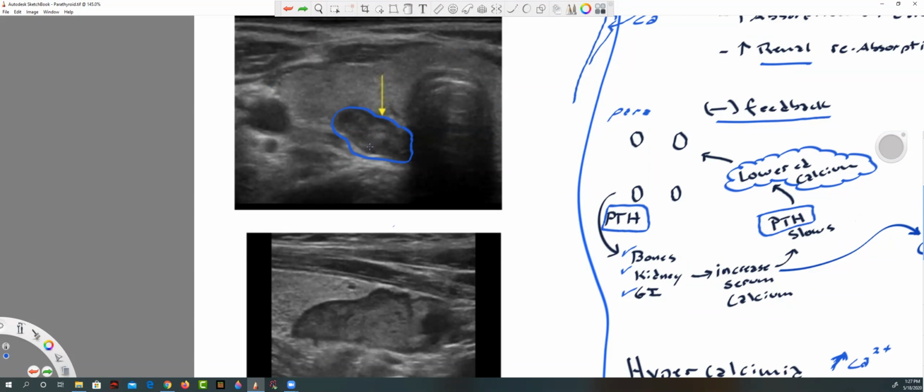Hard to know for sure that it is a parathyroid because this very well could just be the posterior portion of the thyroid. So hard to know for sure. But if their blood work shows hypercalcemia, then you say, okay, probably a parathyroid.